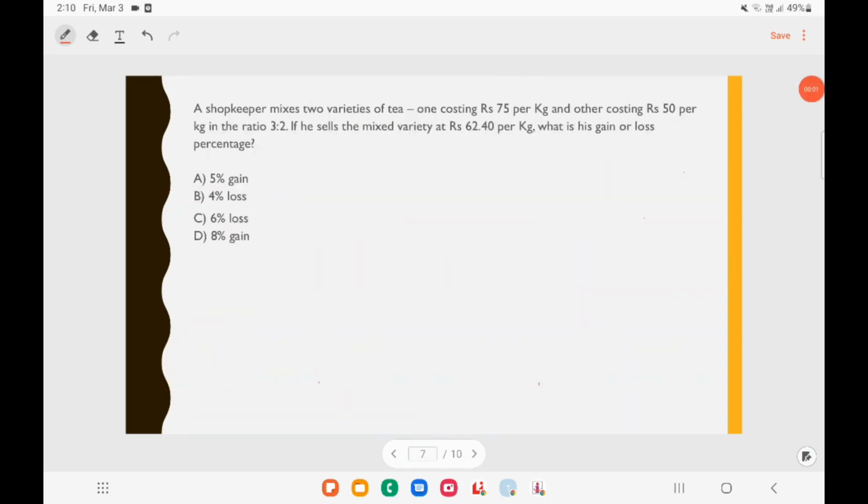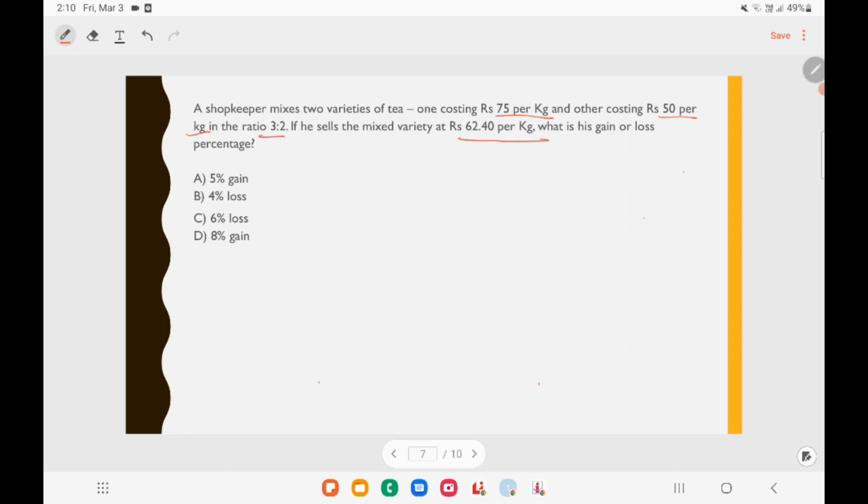So now let us solve a different kind of question. A shopkeeper mixes two varieties of tea, one costing 75 per kilogram and the other costing 50 per kilogram in the ratio 3:2. He sells the mixed variety at 62.4 per kilogram. What is his gain or loss percentage?